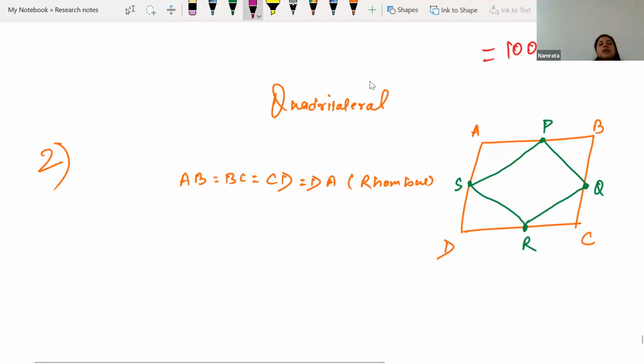For proving it a rectangle, what we need to prove is that any one of the interior angles of this quadrilateral is 90 degrees, right? If we are able to prove so, then we will be able to say it's a rectangle. Yes, ma'am. Since it's a rhombus, the diagonals bisect each other and make 90 degrees, right? That is the property of a rhombus. Yes, ma'am.